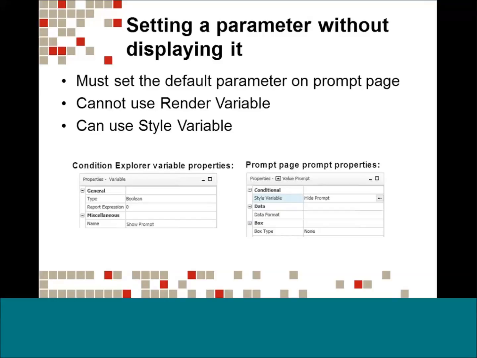A Boolean variable, there are 2 conditions, 0 and 1. 0 equals false, 1 equals true. We don't want the prompt to show, so our expression is 0. So show prompt, false, and the way that we're setting the variable, it will return a false value and not show the prompt. On the right, this is the second step that we need to execute. We need to set the style variable to what we've just created and then set the box type.